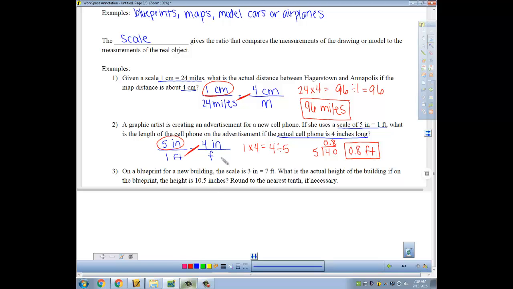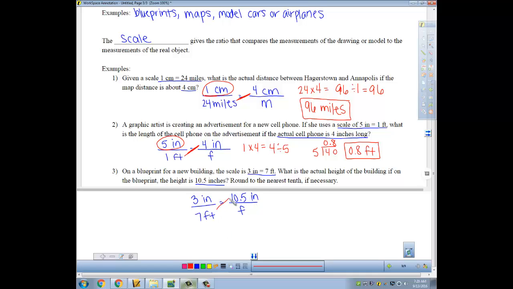Okay, last problem. On a blueprint for a new building, the scale is 3 inches equals 7 feet. I want to know the actual height of the building. On the blueprint, the height is 10.5 inches. So we are going to write our scale first. So 3 inches over 7 feet. And then the only other number that they told me was 10.5 inches. Since it was inches and I had inches on top here, it's going to stay on top here. So I don't know how many feet.